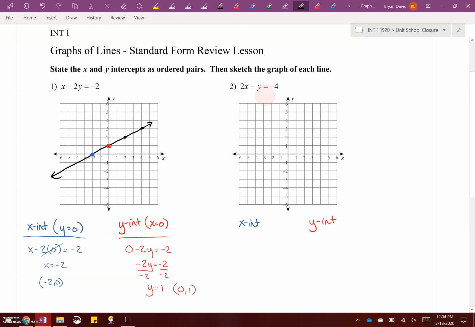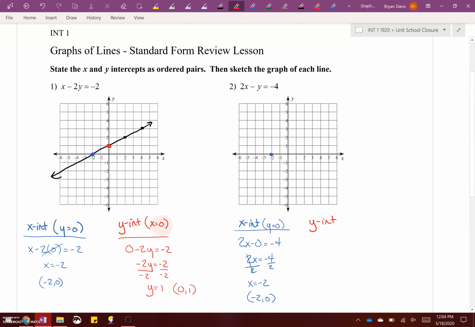And similarly, I'm going to do the same thing over here. I know to find an x-intercept, I need to substitute y equals 0. I'm going to do that right now. Y is going to be 0, so I get 2x minus 0 equals -4. 2x equals -4. Divide both sides by 2, and I get x equals -2. Again, I know that the y value is 0 in my ordered pair, so I have an ordered pair of (-2, 0). There's (-2, 0) right here.